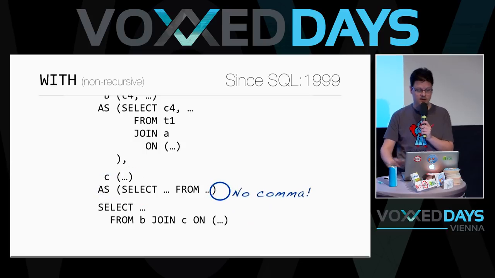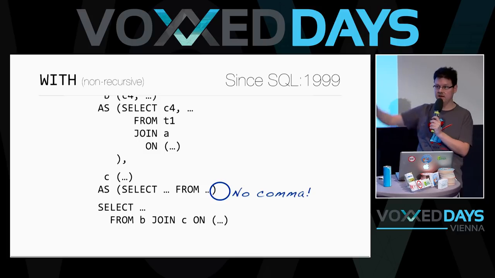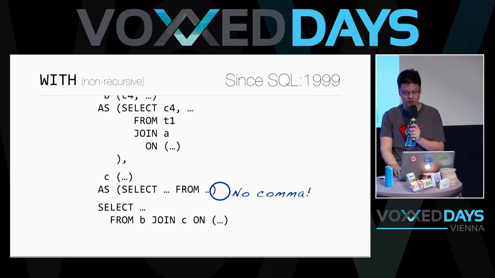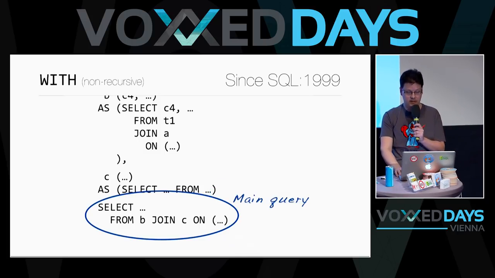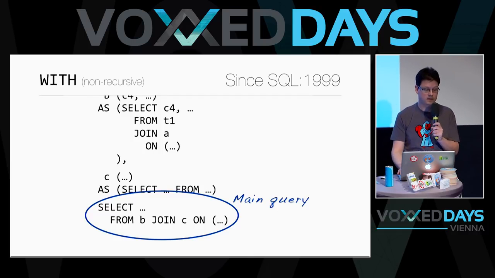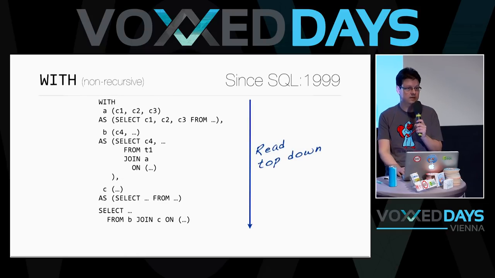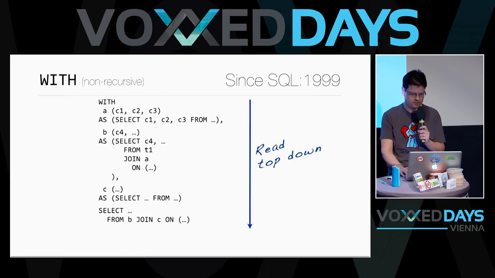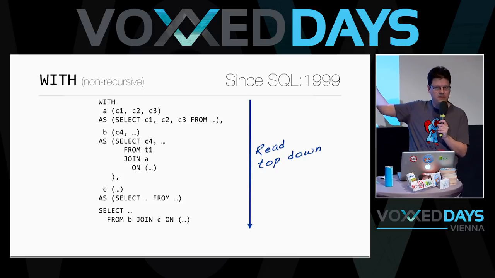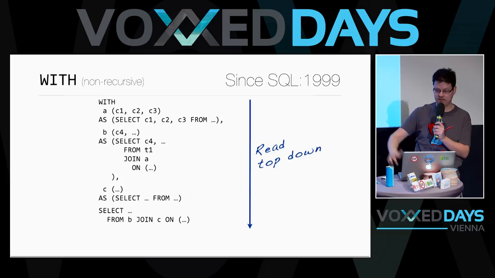And there is now, spot the gap, no comma. What does it mean? The main query is following now. So there is the main query, and this can access all the statement scoped views you have just defined. And the big difference is you can read it now in this direction instead of inside out. Maybe not a big deal for queries like that, but if they get hairy, it makes a big difference.